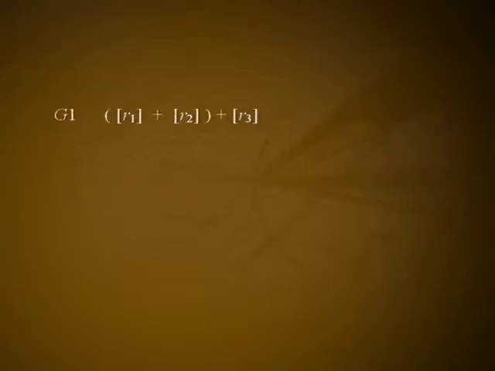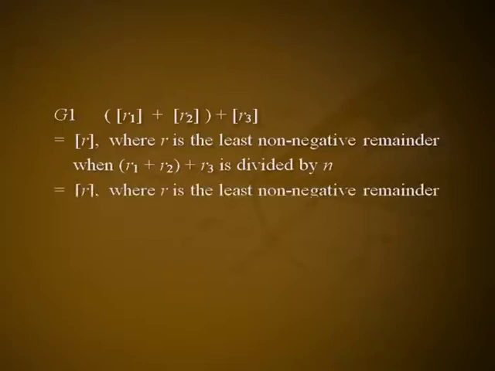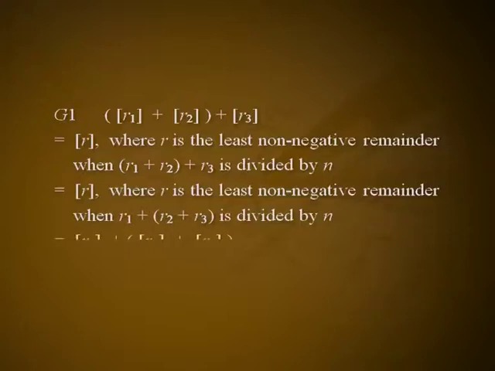Closure property. From the definition, class R1, class R2 belong to S and class R1 plus class R2 is equal to class R1+R2, which is equal to class R, 0 ≤ R < n, so that class R belongs to S. G1: class R1 plus class R2 plus class R3 is equal to class R, where R is the least non-negative remainder when R1+R2+R3 is divided by n, which is equal to class R1 plus class R2 plus class R3. Hence, associativity is satisfied.